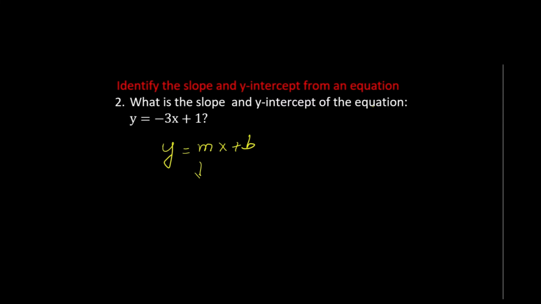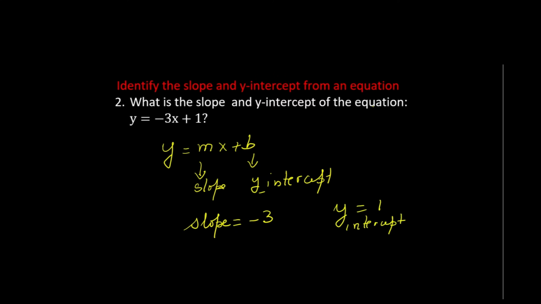In the equation, the letter m represents the slope. It's the number in front of x. The letter b stands for the y-intercept. It tells us where the line crosses the y-axis. Therefore, based on the equation y equals -3x plus 1, the slope is -3 and the y-intercept is 1. We can also write the y-intercept as the point 0, 1.